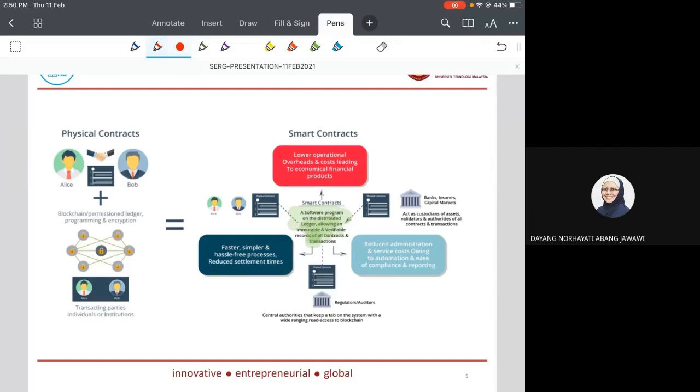Like the example I gave earlier, the insurance company. They put the smart contract into the block, meaning that if the customer experiences a flight delay of about 2 hours, the insurance company's smart contract inside the block is automatically triggered and transfers the money, RM50, into the customer's account.